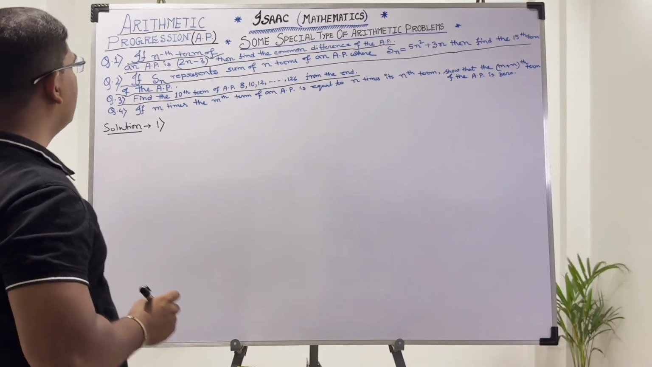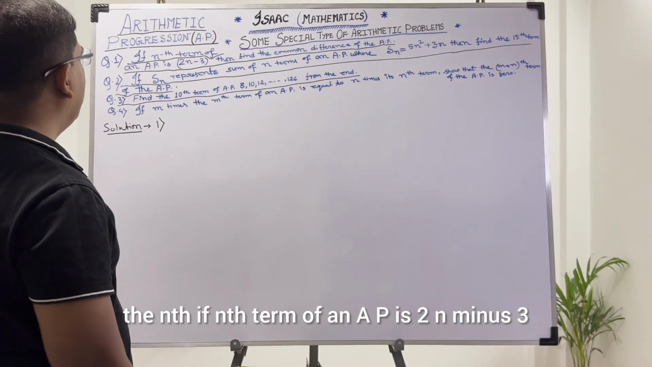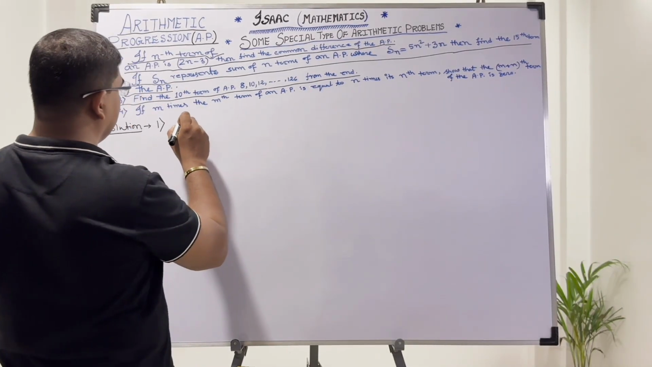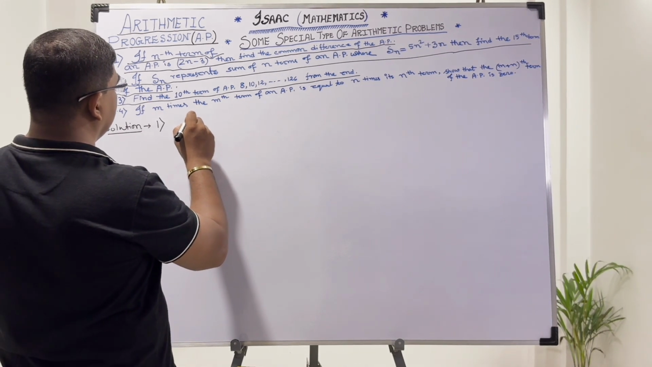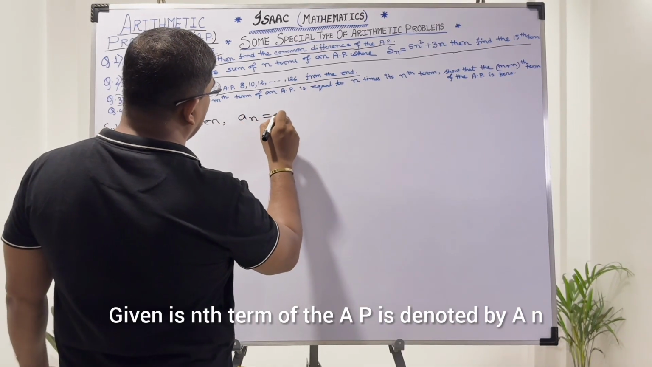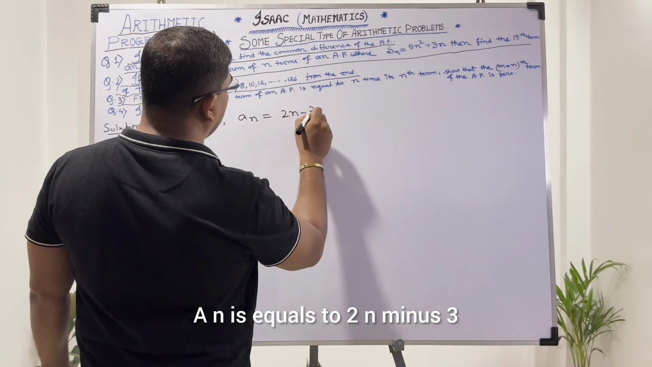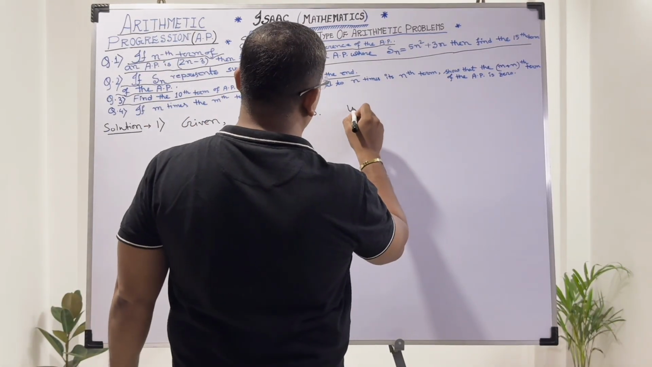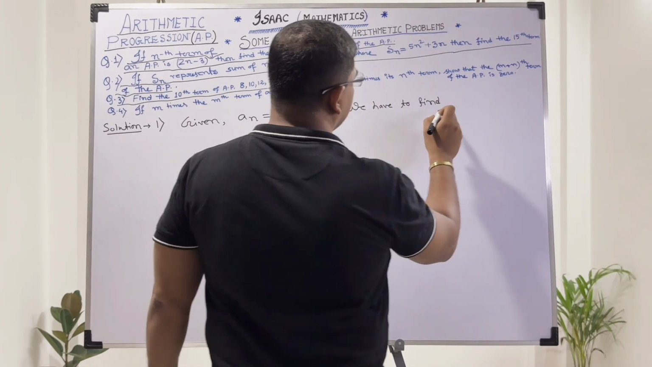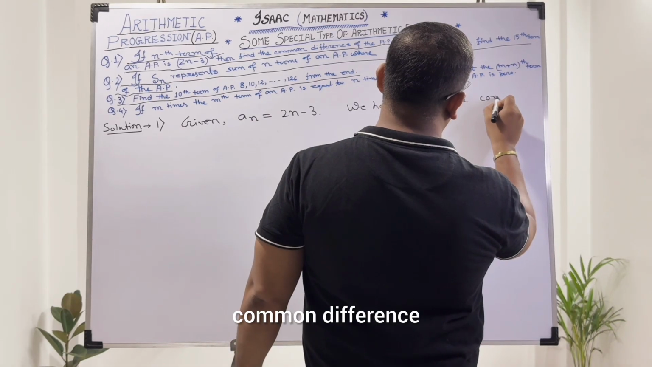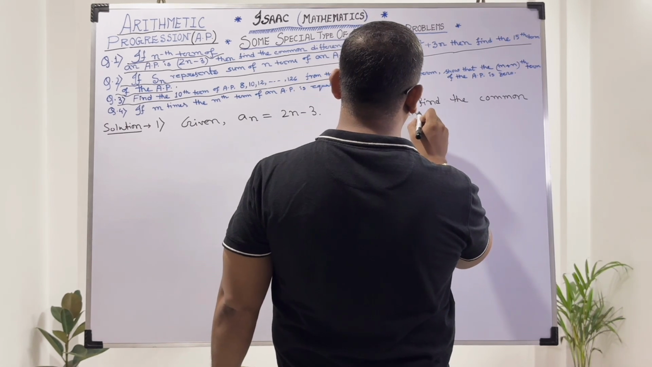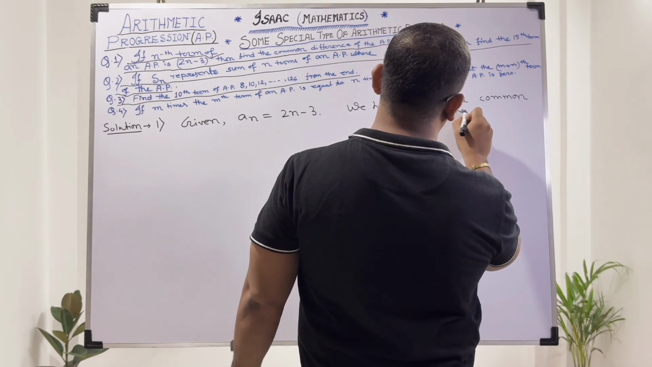Solution 1. If nth term of an AP is 2n minus 3, then find the common difference of the AP. Given is, nth term of the AP is denoted by an. an equals 2n minus 3. We have to find the common difference of the AP.